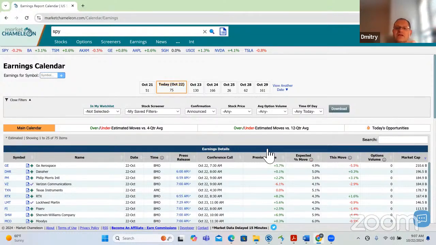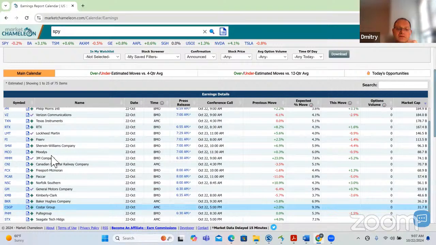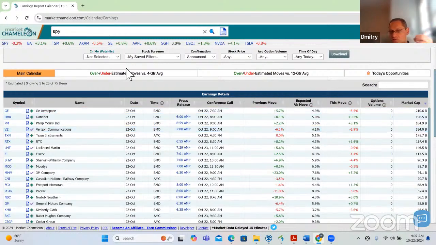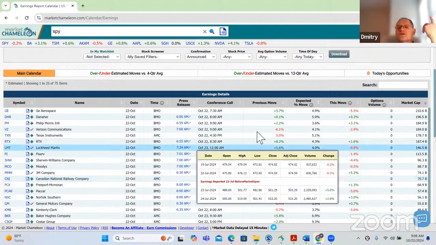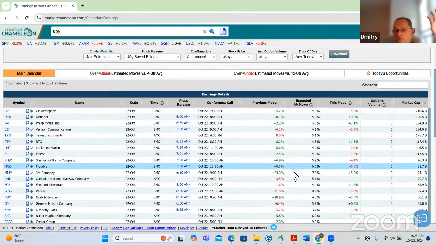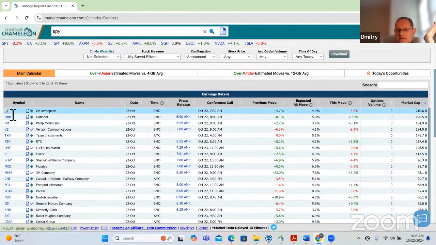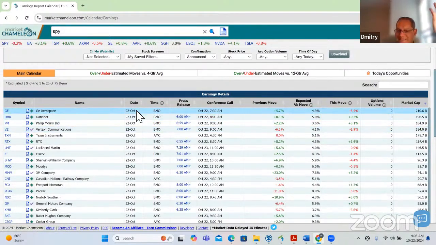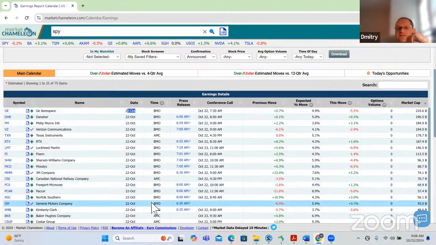So now we have a list of companies over here. These are stock symbols and stock names of companies that are expected to report earnings sometime today. We'll cover really quickly, from left to right, what these data elements mean, so we can understand what we're looking at. So stock symbol, name, it's pretty self-explanatory, GE Aerospace. The earnings date, that's today, October 22nd.